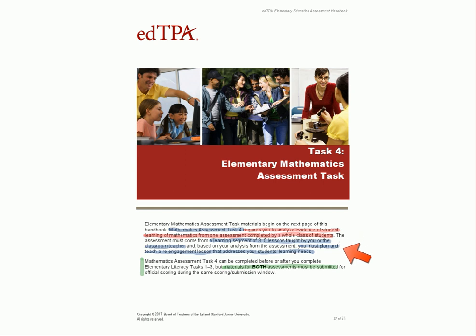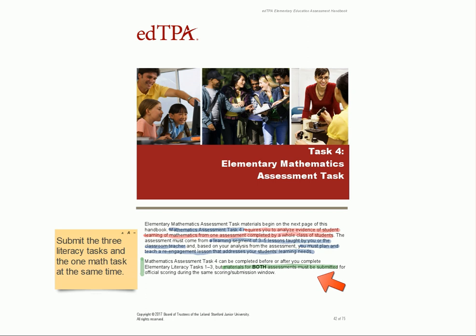Then, based on your analysis from the assessment, you must plan and teach a re-engagement lesson that addresses your students' learning needs. So this is all of it in a nutshell. And a simple note down here: whether you do the literacy tasks first or second, or the math task first or second, all the tasks should be submitted at the same time for scoring. So let's keep that in mind.